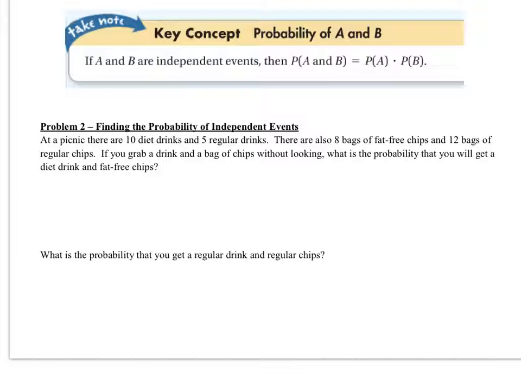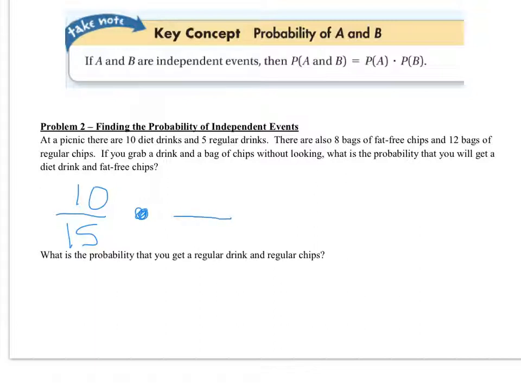So when I'm talking about the drinks, remember the total always goes on bottom. There's a total of 15 drinks. And it's asking what's the probability you will get a diet drink. There's a total of 10 diet drinks. Okay, so these are independent events because the drinks and chips do not have anything in common. And then, whenever you hear the word and with probability, that's always going to be multiplying.